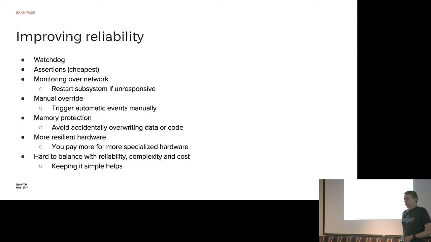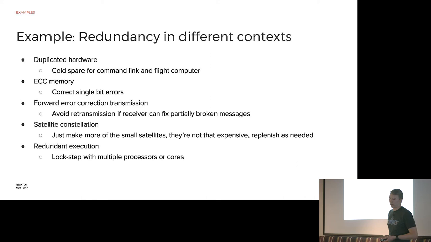Example of redundancy, so this can be in many different contexts. For hardware, you can just have redundant hardware, like in the picture, we had two sets of identical components for the radio link. You can have memory that can fix bit flips, for example, single bit flips automatically, so the code or application doesn't really have to do anything.